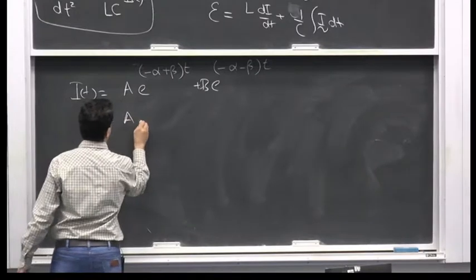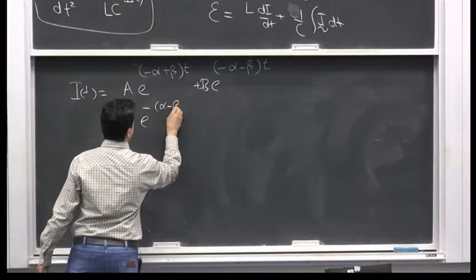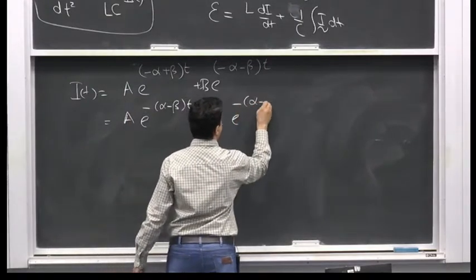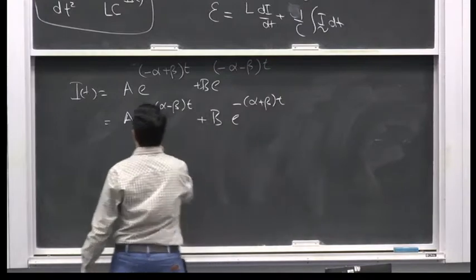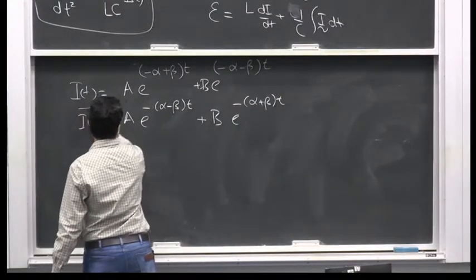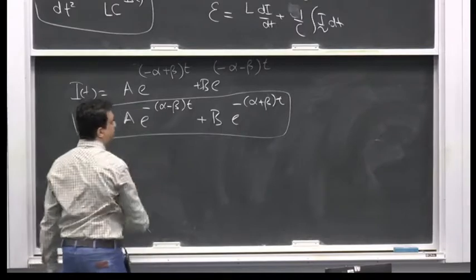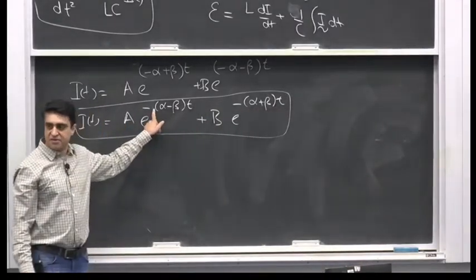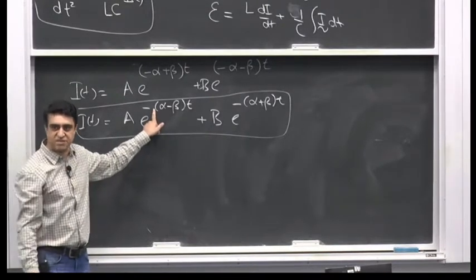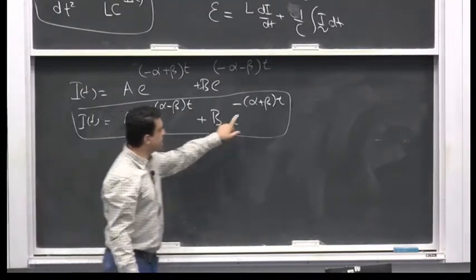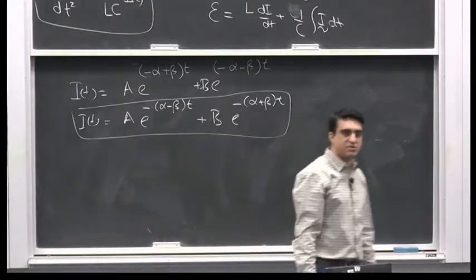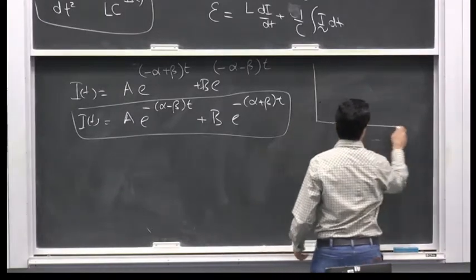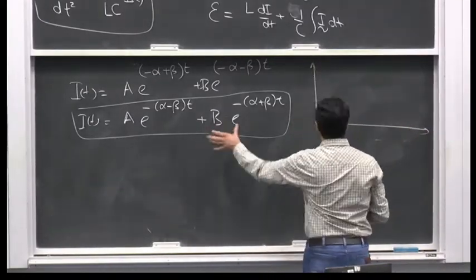That would be the form of the solution. What you have are two exponential functions, but you don't have any i over there, which means that you have an exponentially decaying function because there is a minus over there and a minus over there. So what you have is an exponentially decaying solution. If you plot it, it is a sum of both solutions.